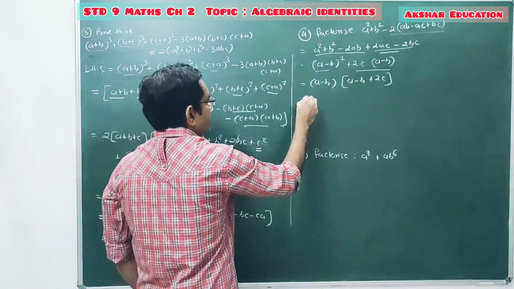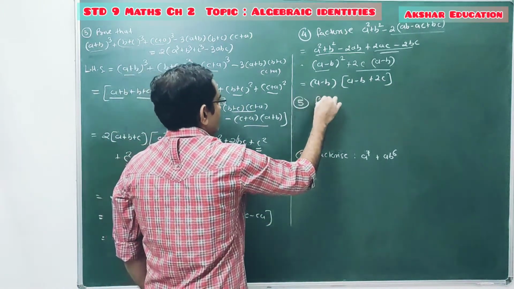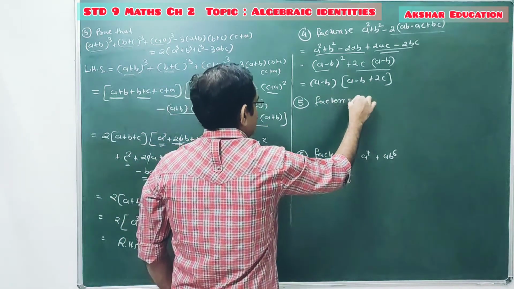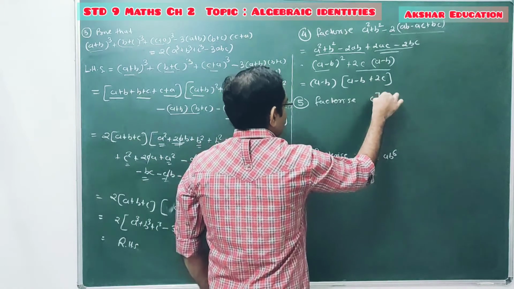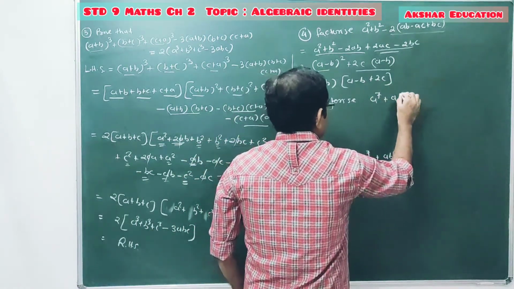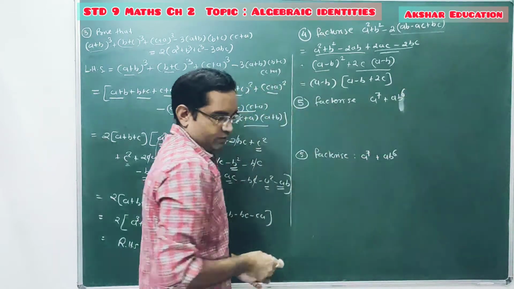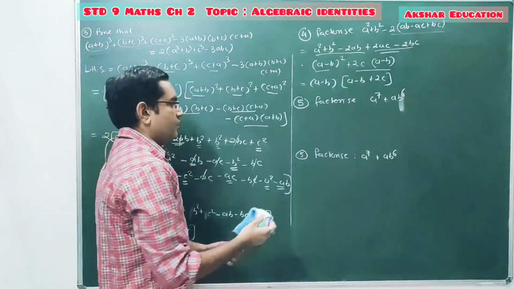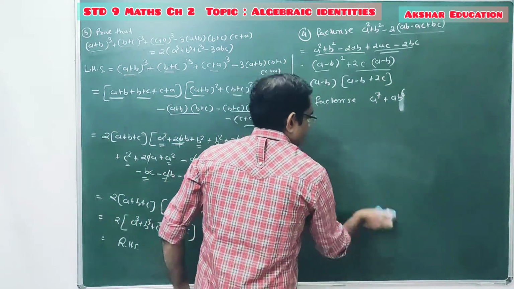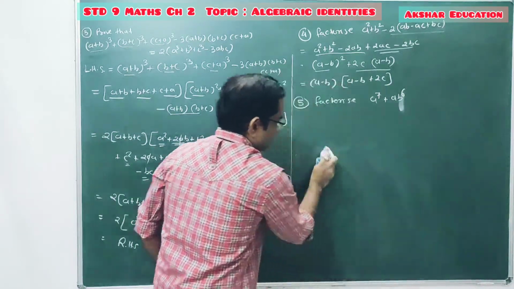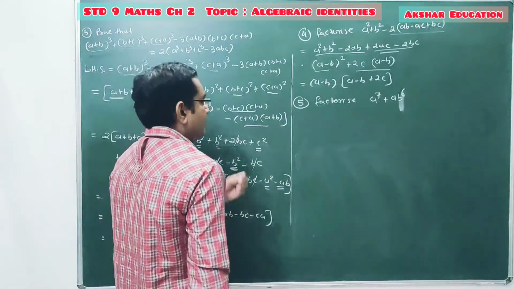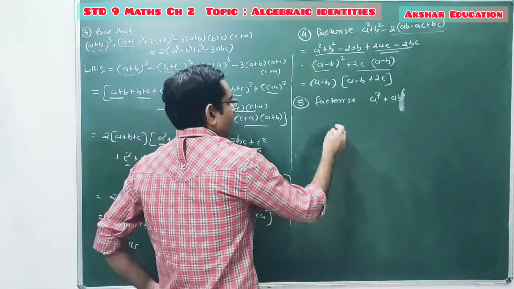Now question 5. It is factorization of a raised to 7 plus a b raised to 6. We don't have any such identity. We don't have any identity for the expansion of power greater than 3. We are having identity up to power 3. But here power 7 and power 6 is given. So how can we factorize?